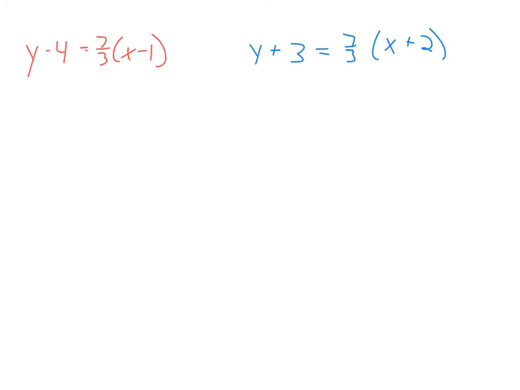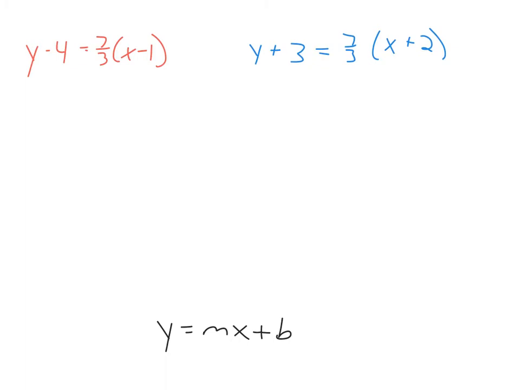Okay, so what does it look like to convert to slope-intercept form? Because there's only one way to write an equation of a line in slope-intercept form. So we're going to try and get it into this form, y equals mx plus b, okay? And how do we do that? Well, we first distribute here.